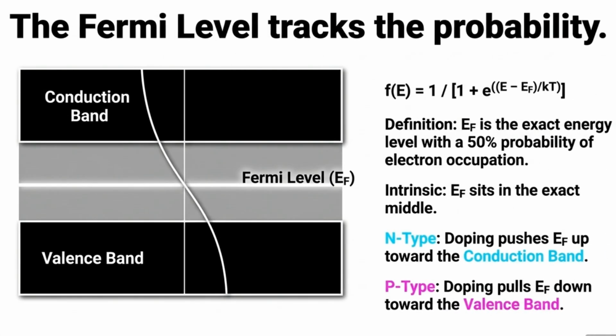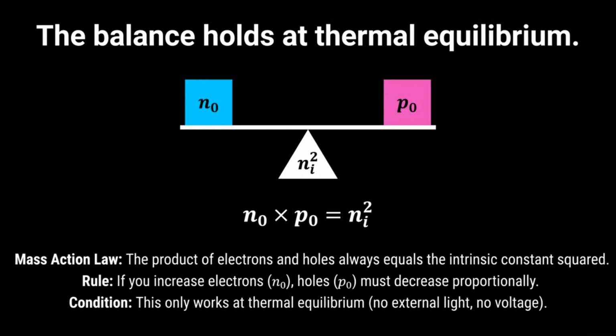The Fermi level indicates the probability of electron occupation. Doping pushes this level, moving it up toward the conduction band in N-type or down toward the valence band in P-type. At thermal equilibrium, the mass action law holds, meaning the product of electron and hole concentrations is constant. Increasing one type of carrier forces the other to decrease.